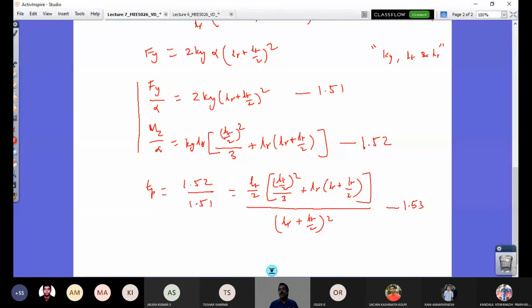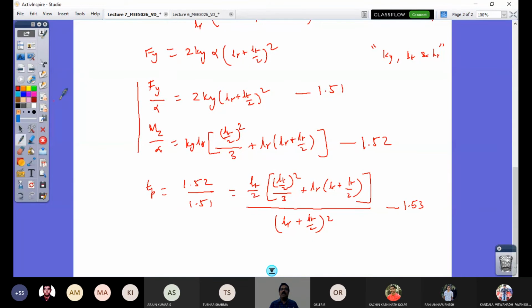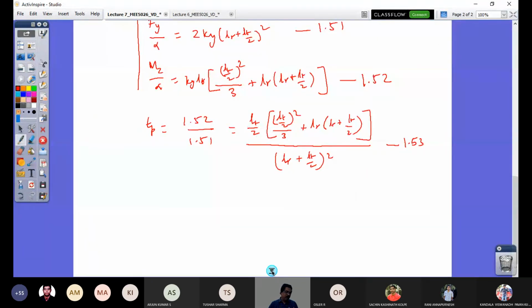What is that simple experiment? I have to get my experimental data of Fy by alpha, Mz by alpha, for a rolling tire condition. I have to get it for a non-rolling tire as well. So what is it that I get for a non-rolling tire? I have my non-rolling tire expression.